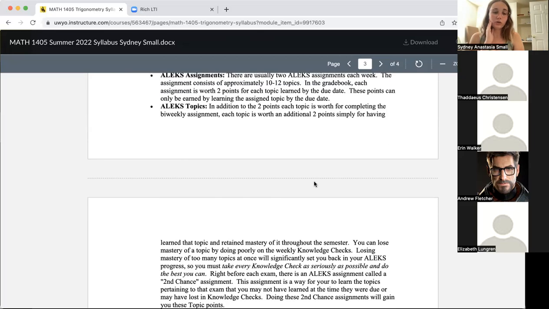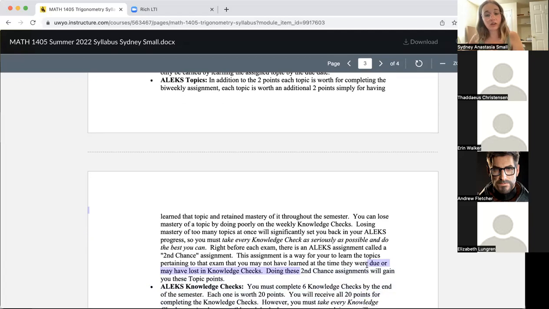Oh, and also right before every exam, there will be something called a second chance assignment. And what that is, you will be able to go back into your ALEX and make up any of the topics from that unit that you didn't do. So say you didn't do a couple topics in angles and radians, once the second chance assignment opens up at the time of the first exam, you'll be able to go do that and get your points back.